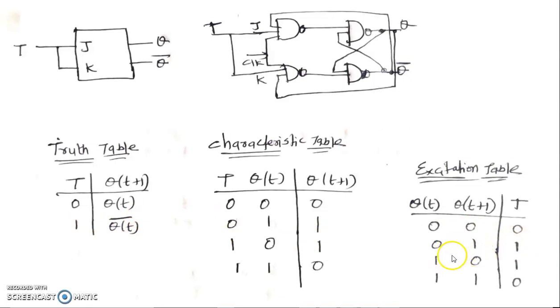So 1 to 0. See, 1 is previously there. Now 1 has to change to 0 means you have to get the complement. So then T you have to apply as 1 here from this truth table. So 1 to 1, no change, means here you have to apply T as 0. So that's why T you are applying as 0. This is about the T flip-flop.